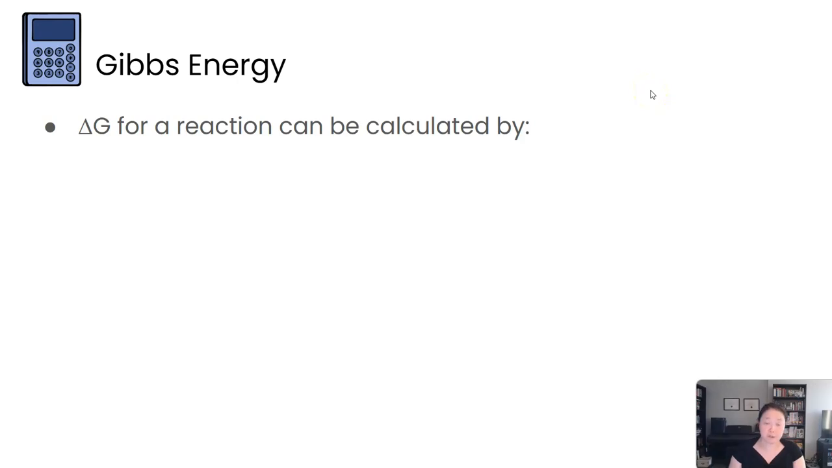Gibbs energy is a quantity, and you are able to calculate it, and the way that you calculate it is you take this equation. You're going to take your enthalpy and subtract the entropy of the reaction multiplied by the temperature that you're working at. Now, these values, your delta H and your delta S, the reference values that you see are typically going to be taken in standard conditions. But remember that entropy is very dependent on temperature, and so that's why temperature is put into this calculation as well.